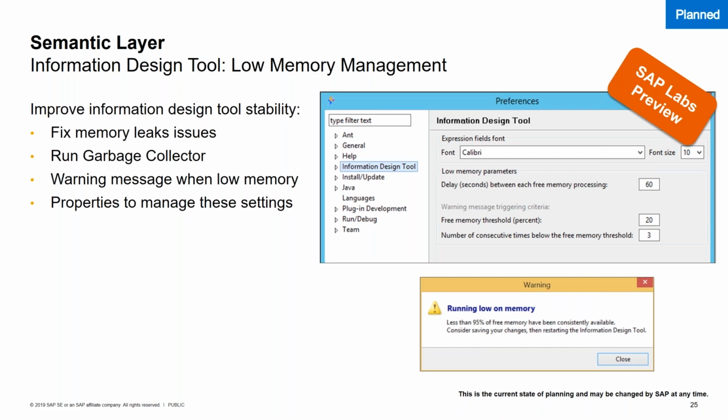Some parameters have been added into your IDT preferences in the preferences dialog box for fine-tuning this kind of behavior. You can specify the delay between each memory-free processing, to define the delay between two unused memory processing checks, and the parameter in the warning message triggering criteria defines when the warning message is displayed in IDT or not.